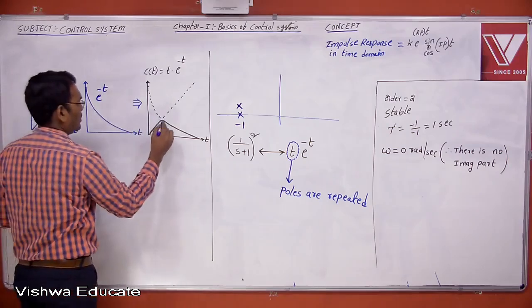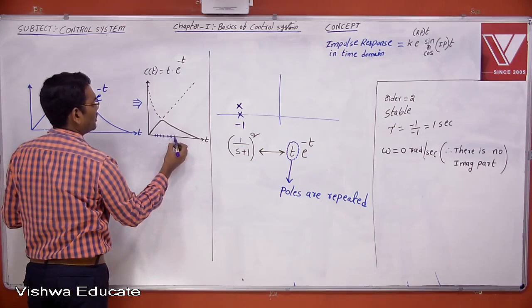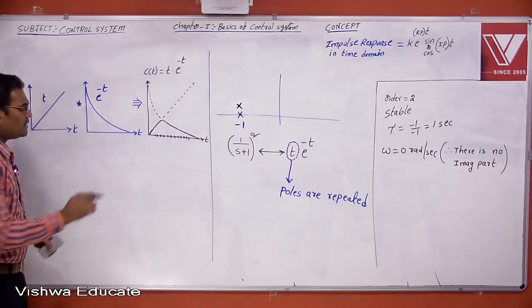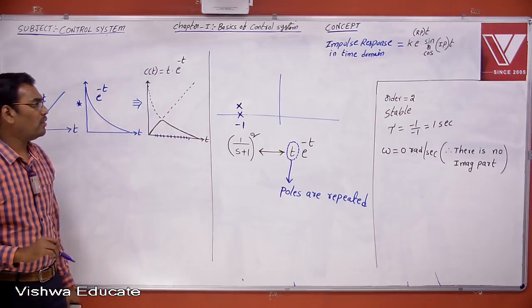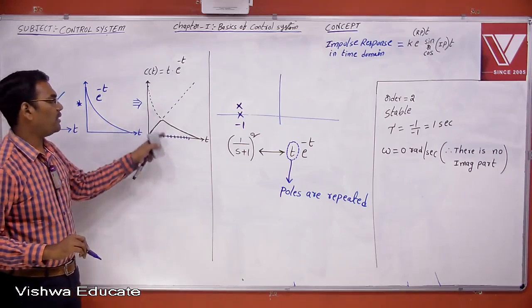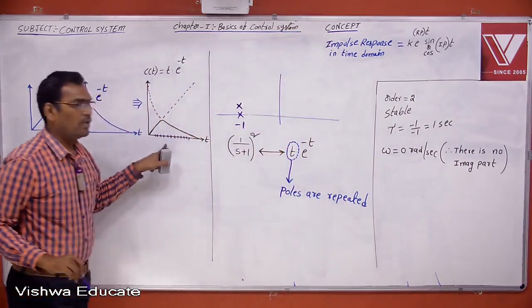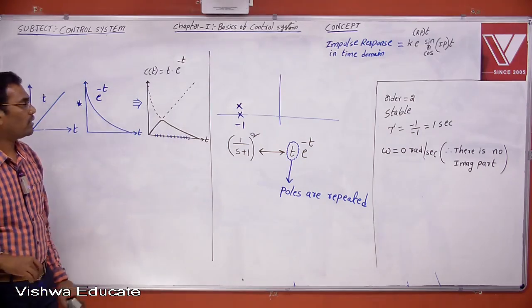Anyway, the response follows the input, then given the time axis, the response follows the input, so the system is stable. And is there any oscillation? Is there any sine wave or cos wave? No, there is no sine wave, there is no cos wave. Therefore, the frequency of oscillation is 0 radians per second. Then how much are you getting? You are also getting 0 radians per second, and both are matching. Okay, then you take this one.